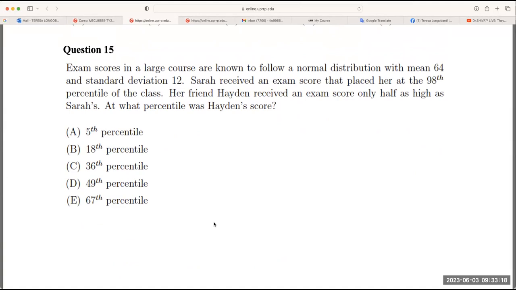Interesting. So you think, oh, I'll just divide by 2, right? And that's not necessarily the case. If you divided by 2, you would have said 49th, right? Okay, so you would think it's D.